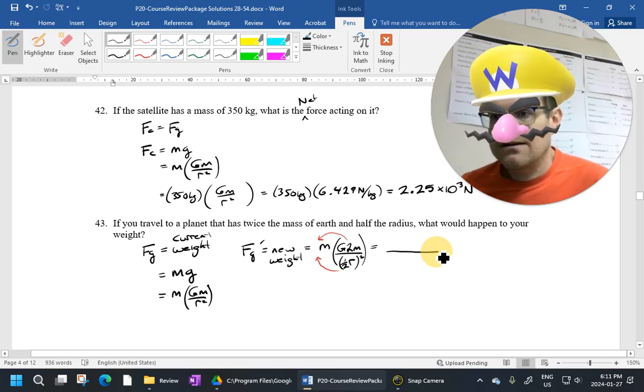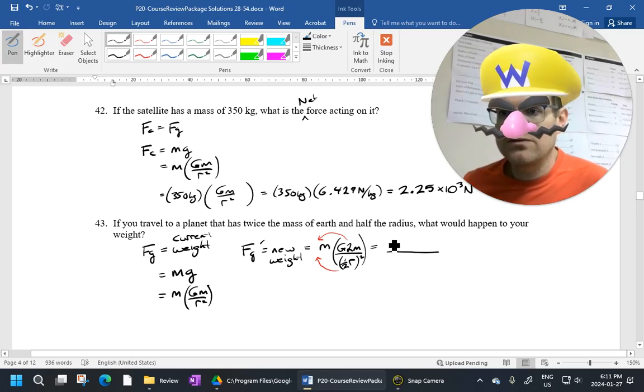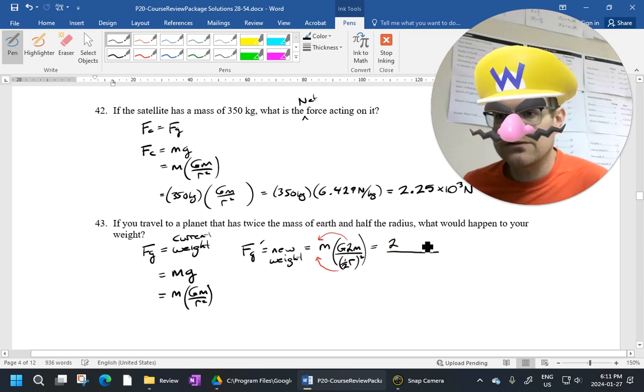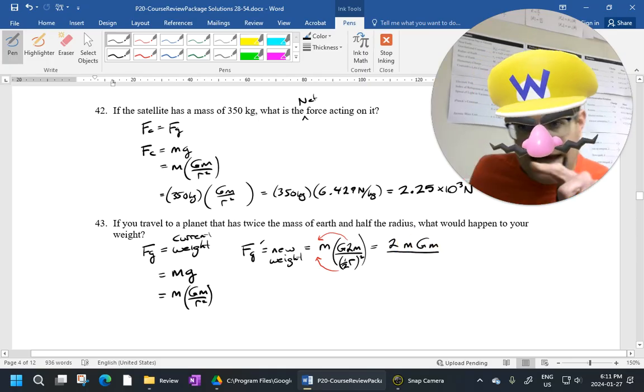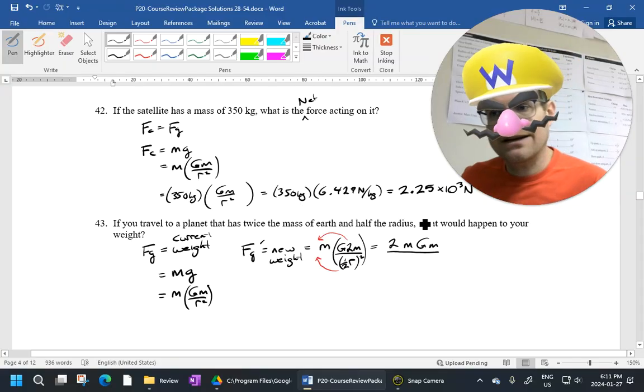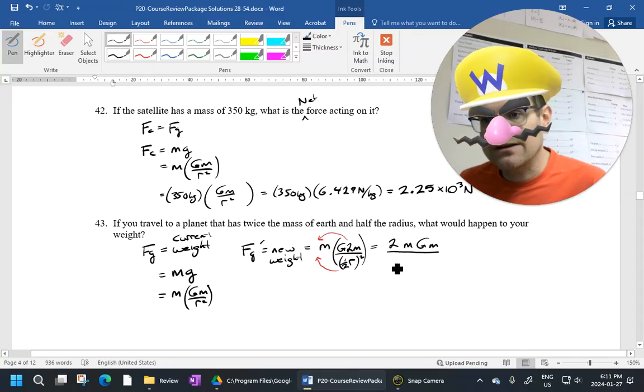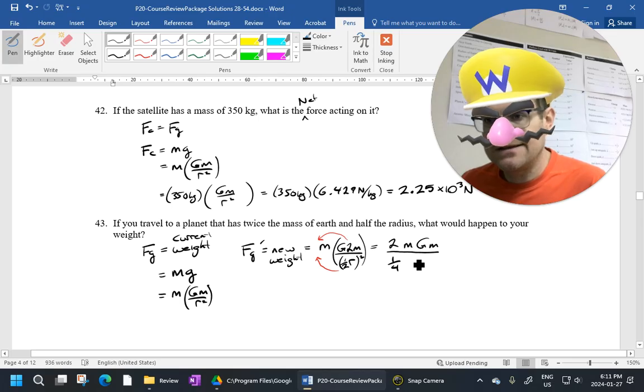So I'm going to move that 2. There's no squares or anything on that 2, so I'm just going to move that 2 out to the front. There's an m still there, there's the g, and there's the old m. And that half there, that's inside the square, so I've got to make sure to square it. A half squared is a quarter. And then we still have the r squared. So I just popped that out.